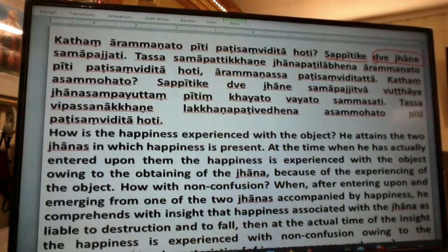Samapajjati, attain. Samapajjati, attain. Tassa is that meditator who attains that kind of jhana. Samapattikale.